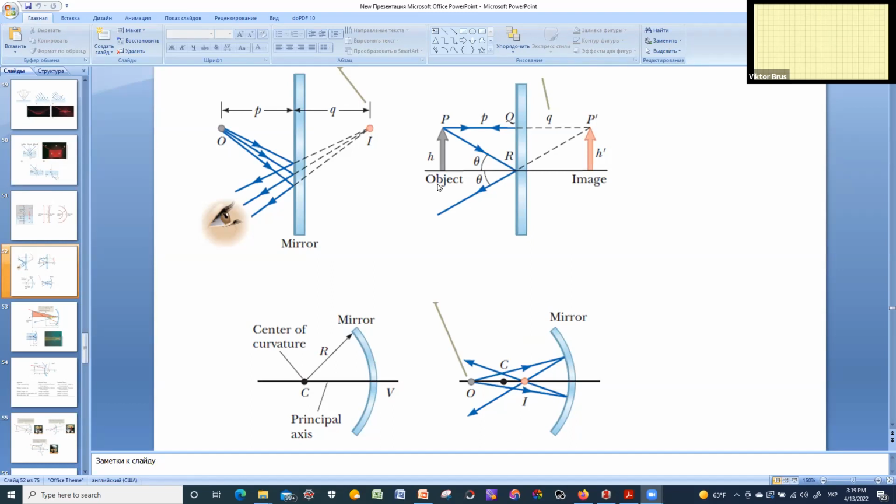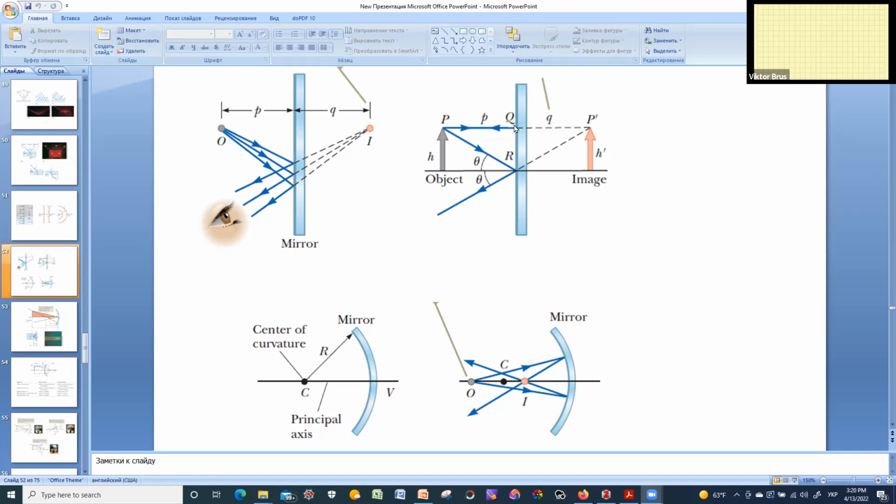So how do we deal with images when we have extended objects, not just a point? For that purpose, we consider some point, let's say the top point of the extended object, and we need to consider two rays which are approaching the mirror at different angles. So if we consider the first ray, this is the incident ray, which goes perpendicularly to the surface of the mirror, and here we have the reflected ray.